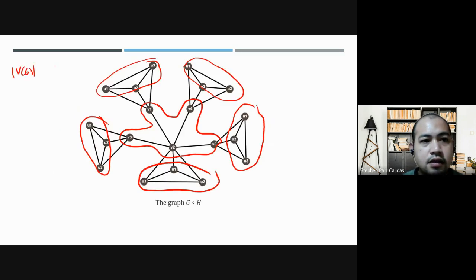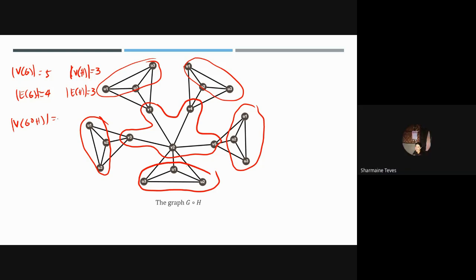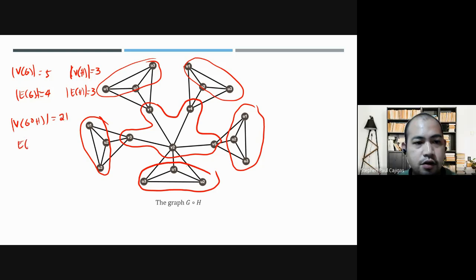Okay, ngadi liwat kita. Sulatan na ng G. We had 5. An aton H. We had 3. For the edges, 4. And then for H, we had 3. So, pira na iton vertices of G circle H? 21, sir. And then for the edges, pira?